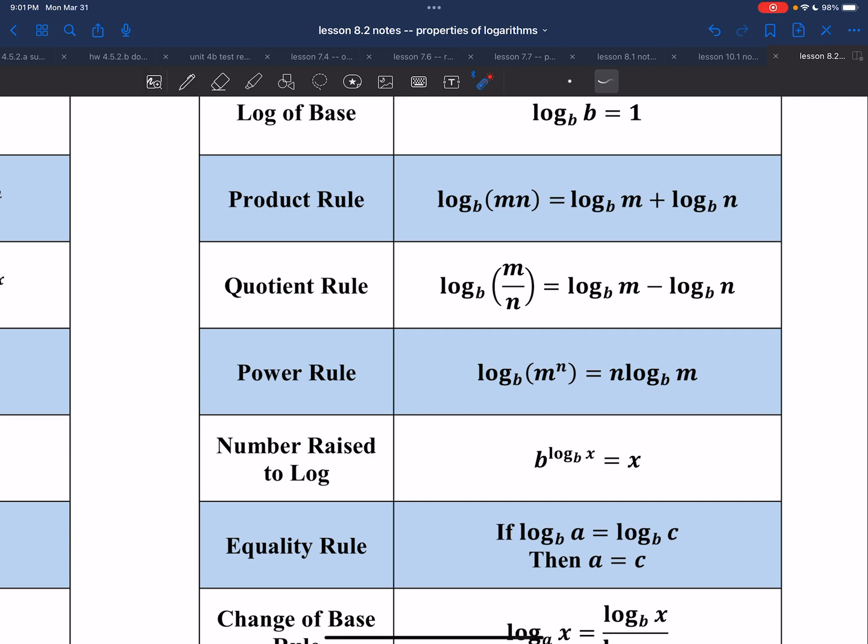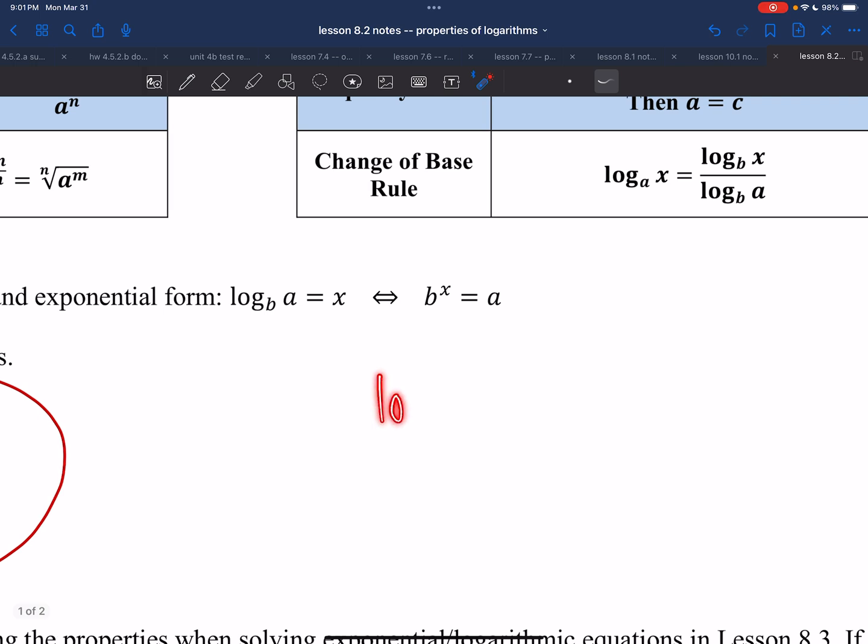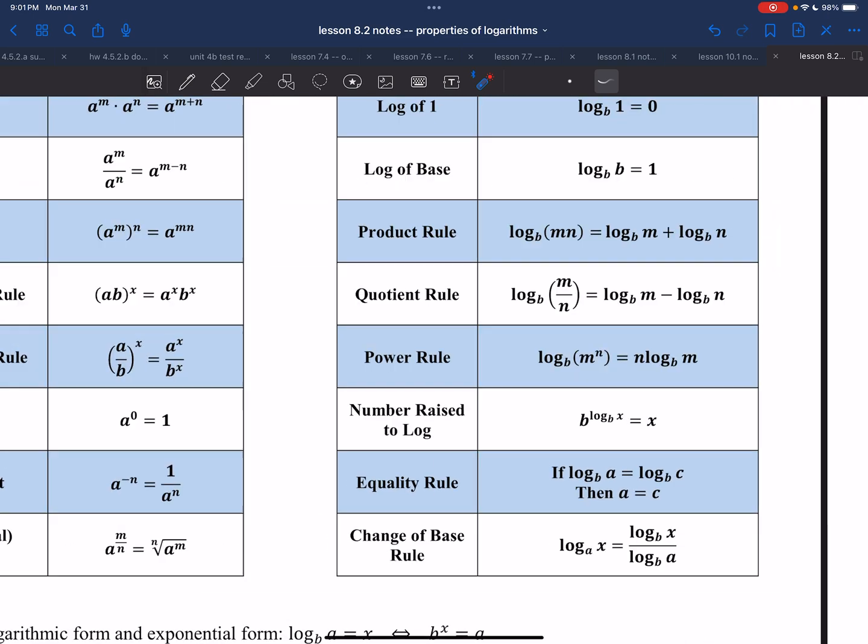And keep in mind, the thing you want to watch out for the most is don't get them backwards. So a common student mistake would be log of x plus y is like log of x, log of y. Okay, no, not true. So you don't want to do that.